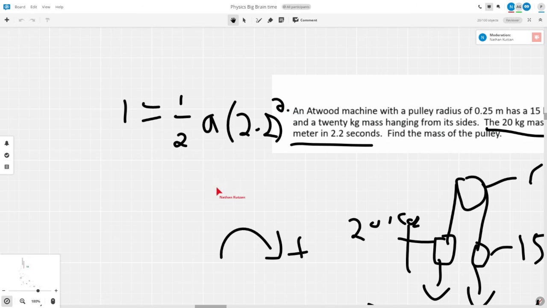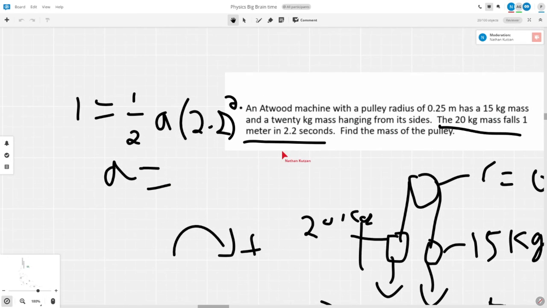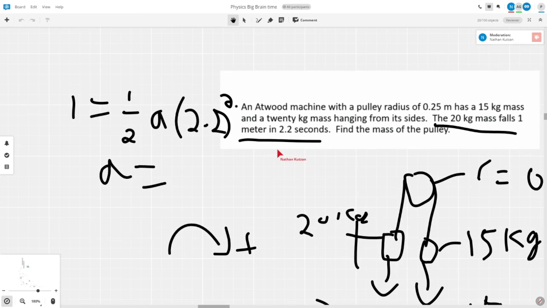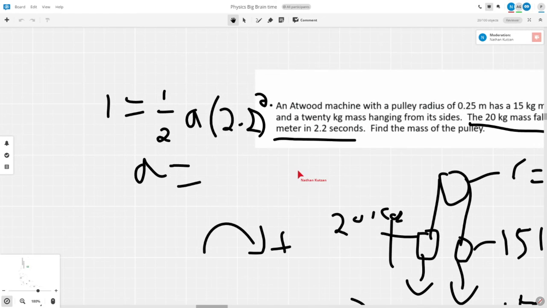Why would it be 1 for the final displacement? Because isn't it like, oh, never mind. Okay. Yeah, it says it falls 1 meter in 2.2 seconds. So that's where 1 came from. Okay, so I'm going to go ahead and solve for a. If anyone else wants to do it as well to make sure I don't screw up, feel free.